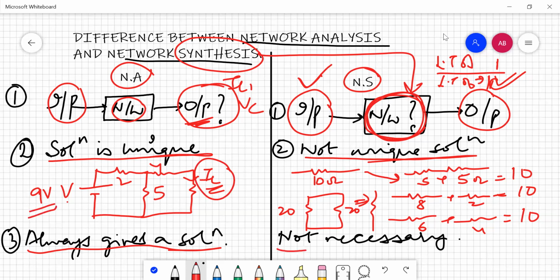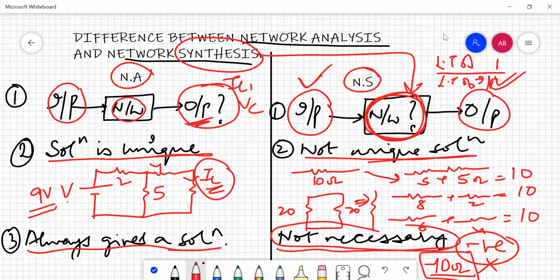And it is not necessary in case of network synthesis. The reason why we sometimes do not get the value of the network components is when the value comes out to be negative. Because if you are going to design any resistance and you get a minus 10 ohm resistance there, you will not be able to design it, and we cannot synthesize that given circuit.